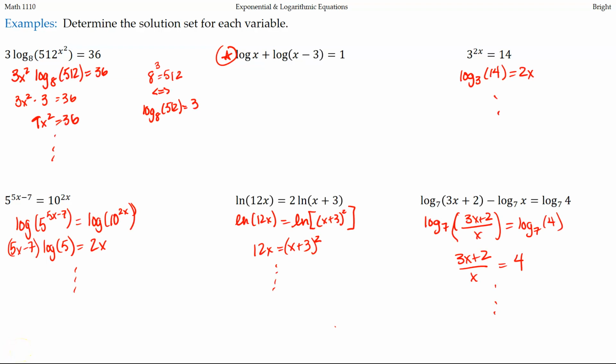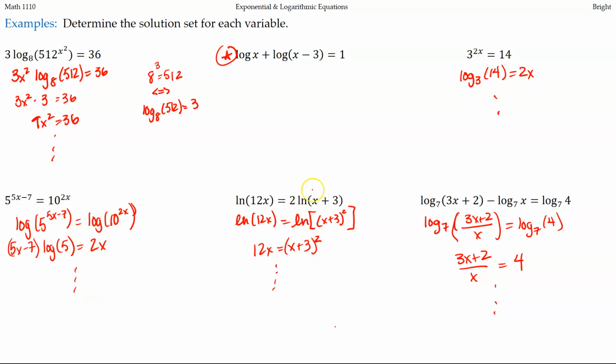And here are the starts to each one of these. In the upper left, bring the x squared down because it's an exponent inside of a logarithm. So that's 3x squared, and then log base 8 of 512 ends up being 3 as you convert that to exponential form, and then from there you can go ahead and solve. Lower left here, you have different base exponentials. Pick a convenient logarithm to apply to both sides, so that'd be log base 10, and then you can proceed forward with that.